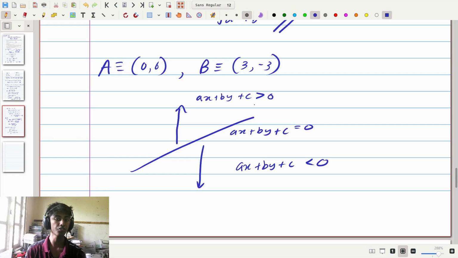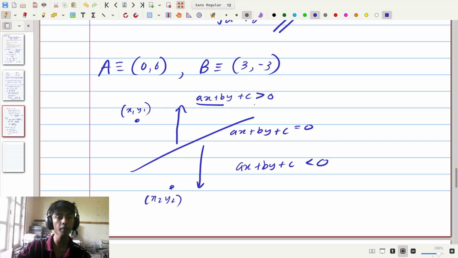Now, according to this, if we consider multiplying the value gotten for ax plus by plus c for one point on one side of the line and the same value gotten for another point on the other side of the line, one of these values is going to be positive and the other will be negative. Therefore, if you multiply the two together, you are going to get a negative value. So if we have this point here, let's say x1, y1, and this point x2, y2, then we are guaranteed that (ax1 plus by1 plus c) times (ax2 plus by2 plus c) is going to be a negative number.